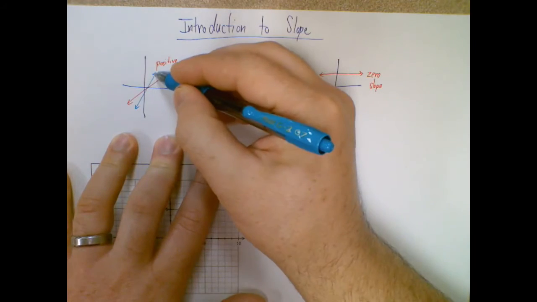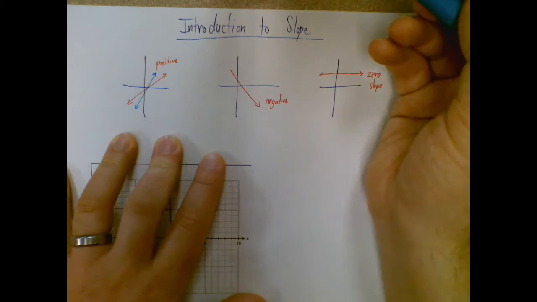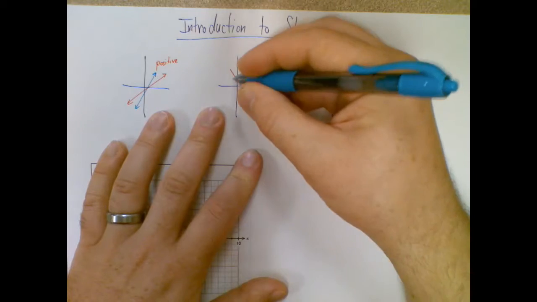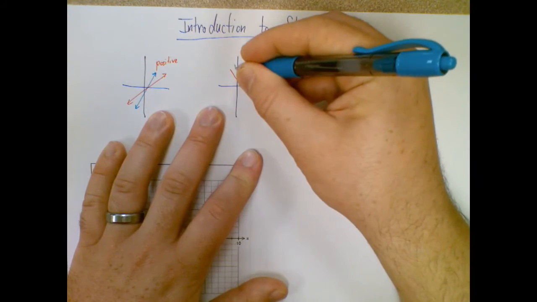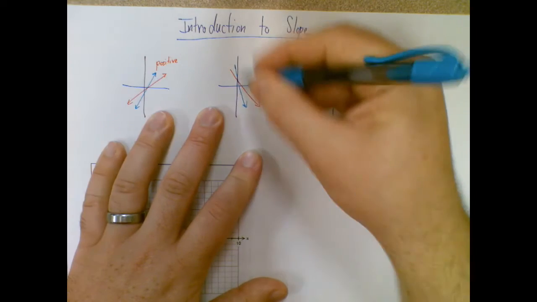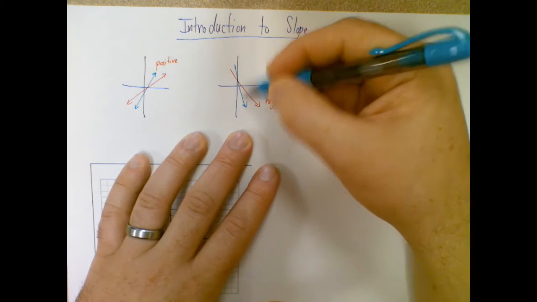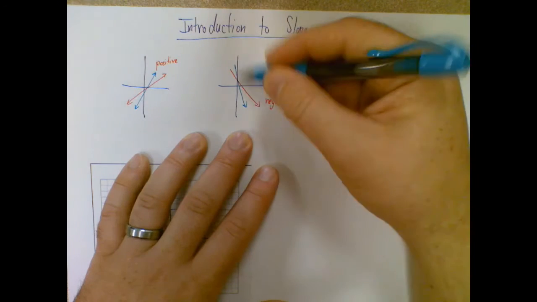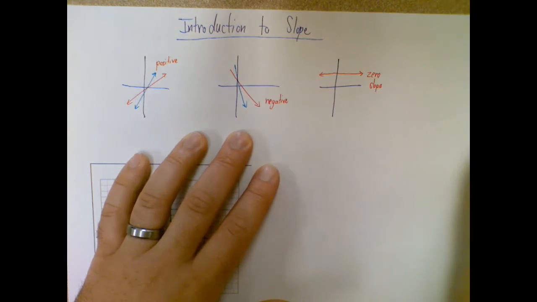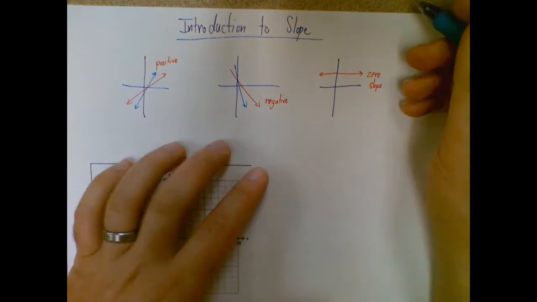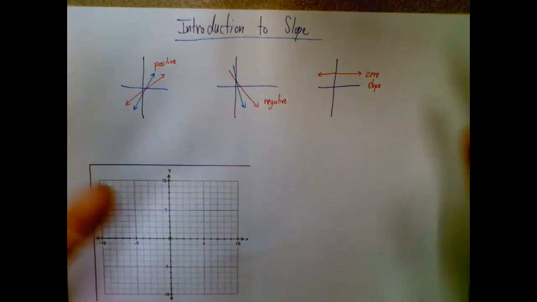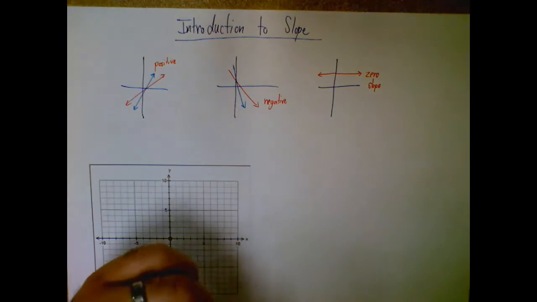So this one would have a higher slope than this one does, similar to this one would be steeper. It would be really kind of starting to get dangerous here, but it has a higher slope than this negative one does in terms of its absolute value. Okay, and zero is zero. It can't really tilt at all.